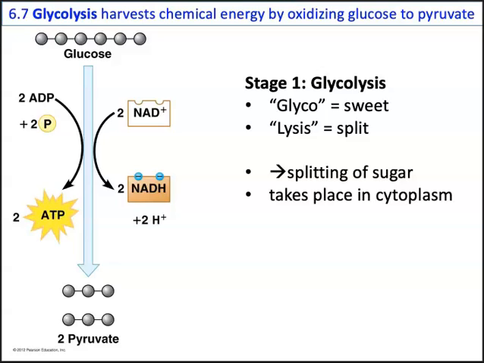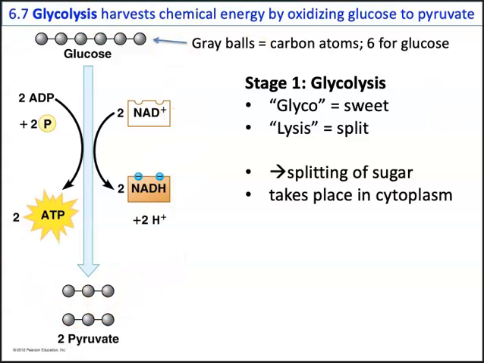All right, let's talk a little bit more about how this happens then. First of all, let's break apart that name, glycolysis. So that root word glyco means sweet, and the root word lysis means to split or break. So glycolysis literally means the splitting of something sweet, like sugar. Glycolysis, again, takes place in the cytoplasm.